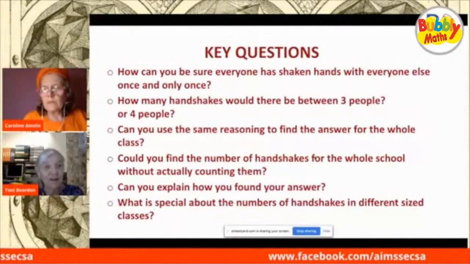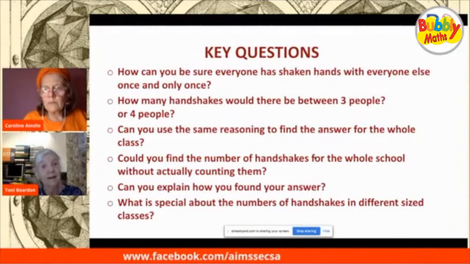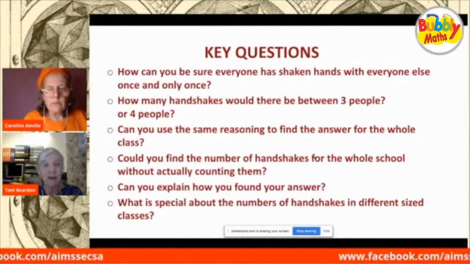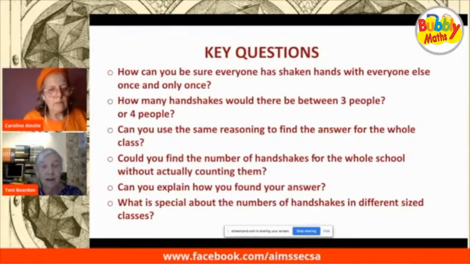And then again, we come back to communication. The teacher says, all right, the learner might have told them how many for 20 people. But now the teacher says, can you explain how you found your answer? That's where we're coming back to giving the learners practice in communication. And the last question says, what's special about the numbers of handshakes in different sized classes? So it's really asking for a rule or a formula.